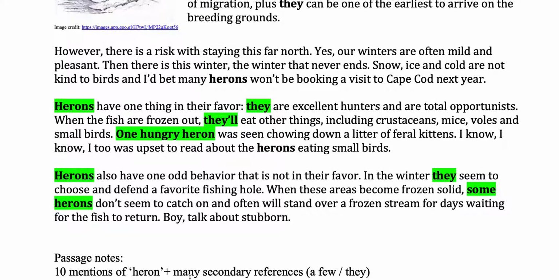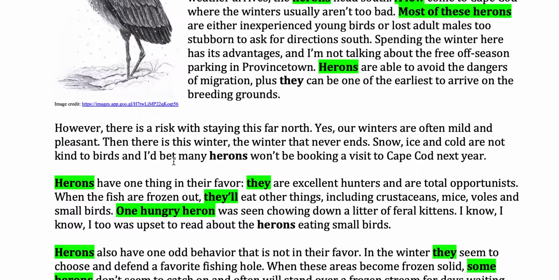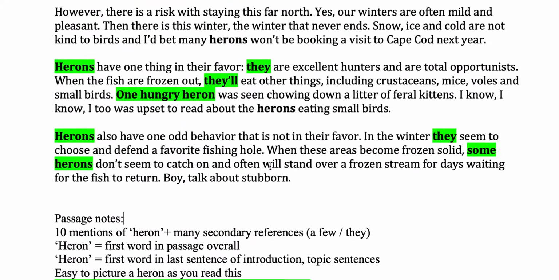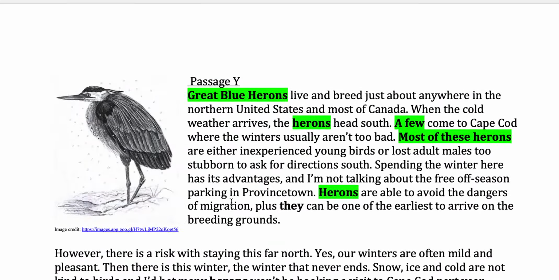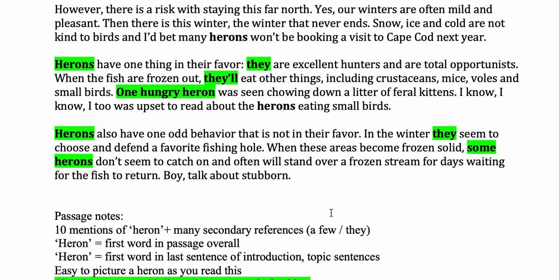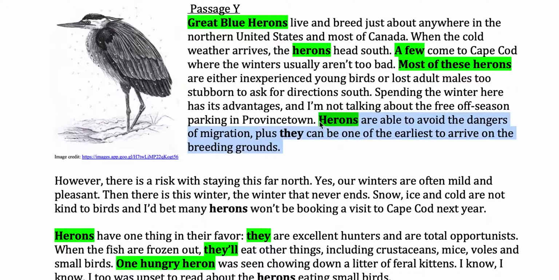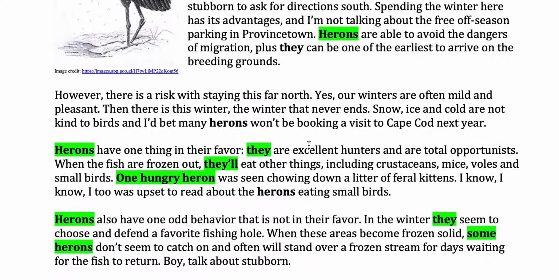At first, you get about 10 mentions of the word heron in a fairly short passage, and many secondary references, like when we say a few or they, those are the herons, right? We note that heron is the very first word in the passage overall, at least a type of heron. But it's also the first word in a lot of important sentences, right? Look at the last sentence of the introduction. That's an important sentence where writers often give main ideas, and there it is, right at the front of that sentence. We also see it at the front of topic sentences as well.